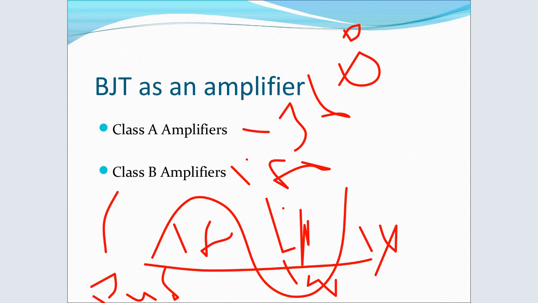But now the next application is when it is being used as a switch. In that scenario, the expectation is that the transistor should be operating between saturation and cutoff, saturation and cutoff. That is when it is being used as a switch.